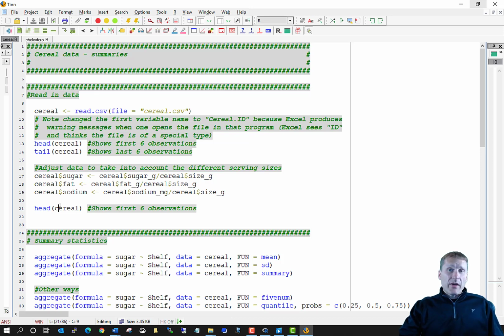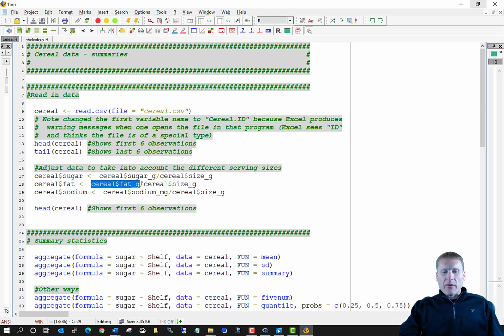Wouldn't it be fair to compare, let's say, one cereal that had a serving size of 1 gram to another cereal that had a serving size of 30 grams? That 30 gram cereal might have more sugar content just simply because it's a larger serving size. So to take that into account, I'm going to take the sugar values and then divide it by the serving size, simply put.